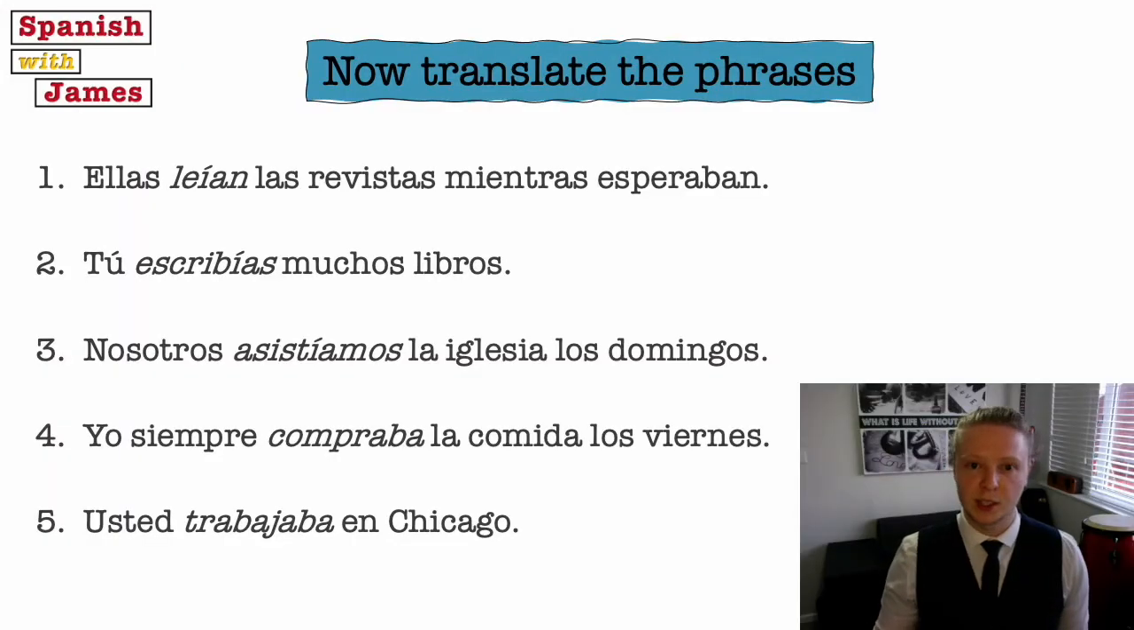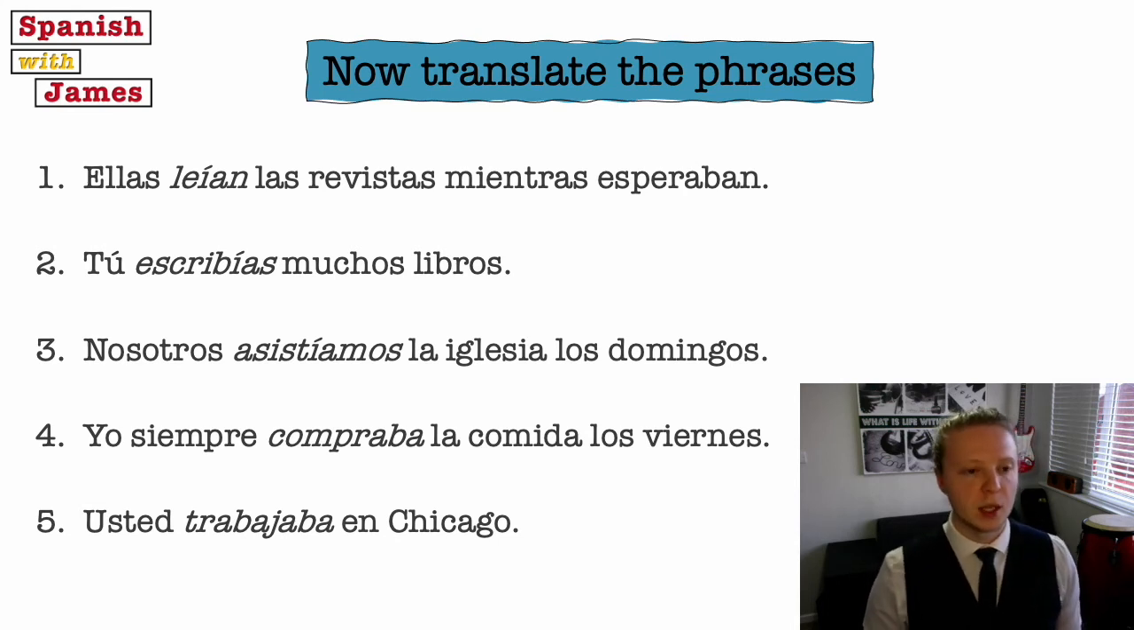Now for a bit of an extension activity, if you'd like to do this, or if you've been asked by your teacher to do this, I'd like you to translate the phrases. So just pause the video and translate those. Depending on your level, you might find this easy. If you find it too challenging, or you just really want to get the basics of the imperfect, then you can always just skip past the next minute or so of the video.